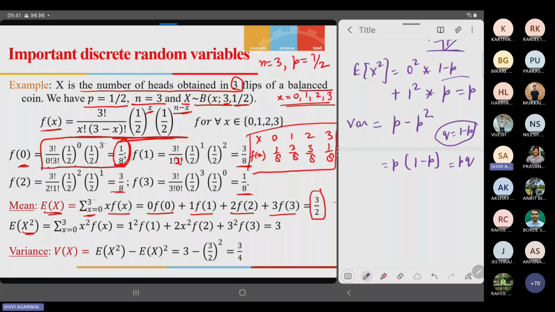Similarly, we can find the expected value of x square, that is the summation of x square into f(x), x equal to 0 to 3: 1 square f(1) plus 2 square f(2) plus 3 square f(3). It is equal to 3. So the variance of x is equal to 3 minus 3 by 2 whole square. So that is 3 by 4.